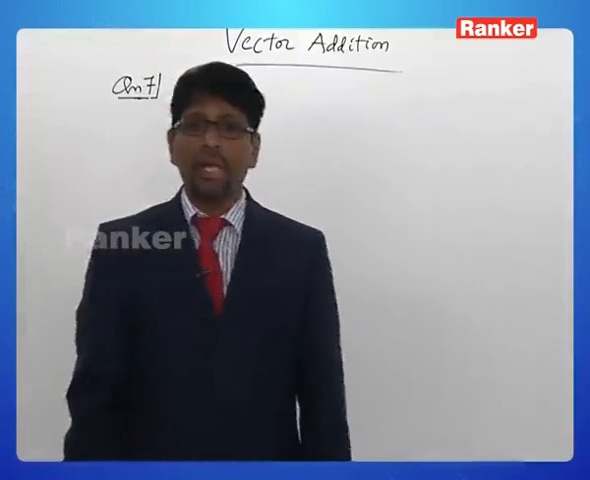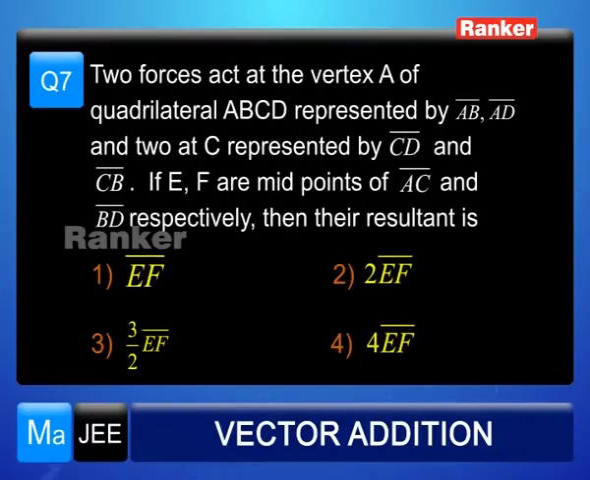Two forces act at a vertex A of the quadrilateral ABCD represented by AB and AD vectors, and two at C represented by CD vector and CB vector. If E and F are the midpoints of the segments AC and BD respectively, then the resultant is: first option EF, second option 2 times EF, third option 3 by 2 times EF vector, and fourth option 4 times EF vector.